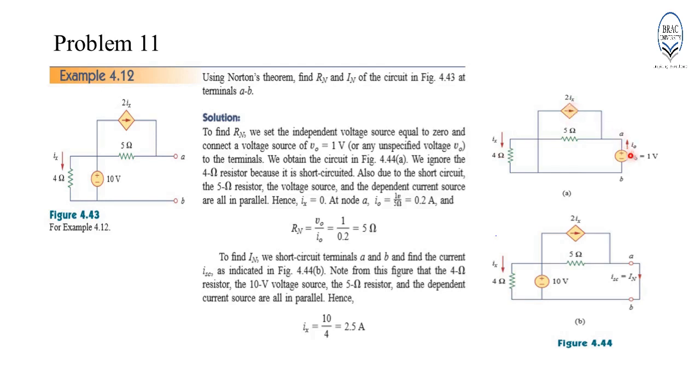And the current flowing through the voltage source I0 is equal to 0.2 ampere. Using the value of this current and the voltage, we can determine the Norton's resistance, which is Rn equals V0 by I0 equals 5 ohm. In order to determine the short circuit current, which is In, we reconnect the voltage source.